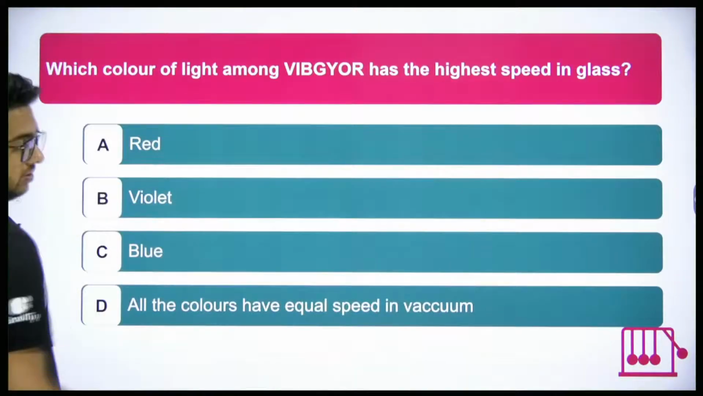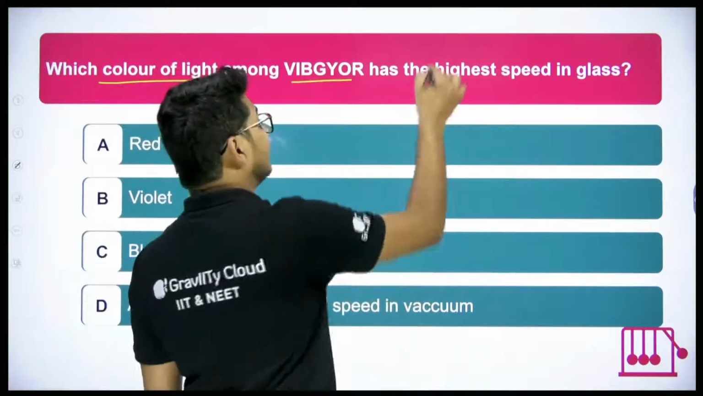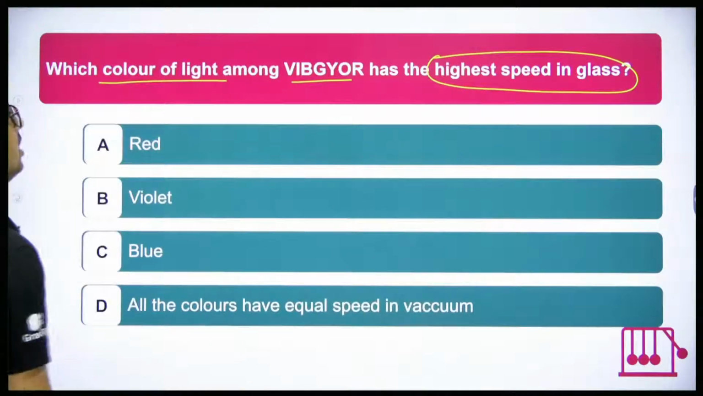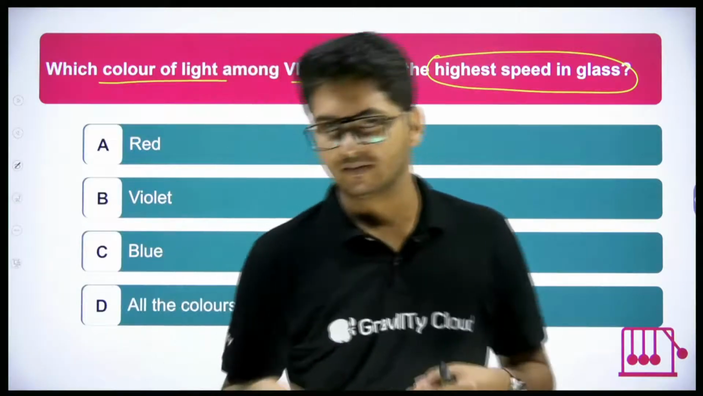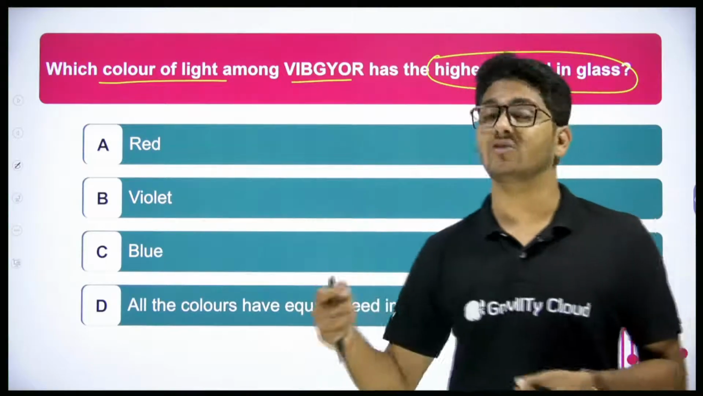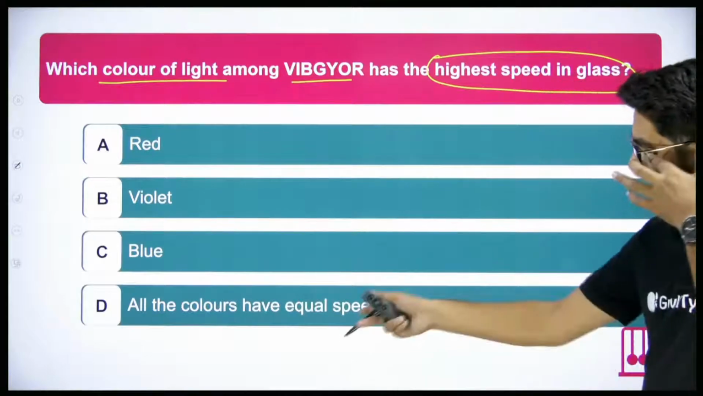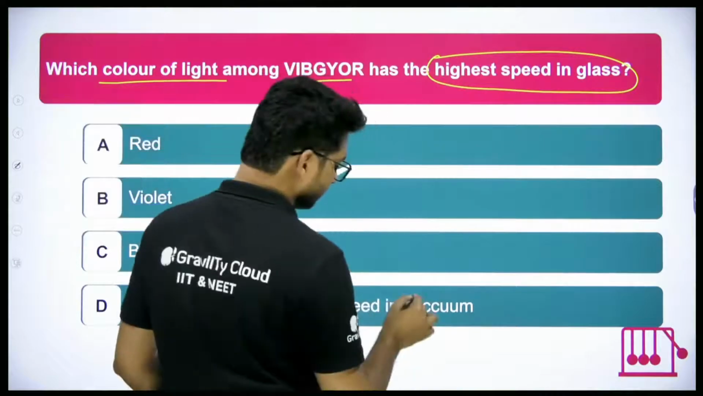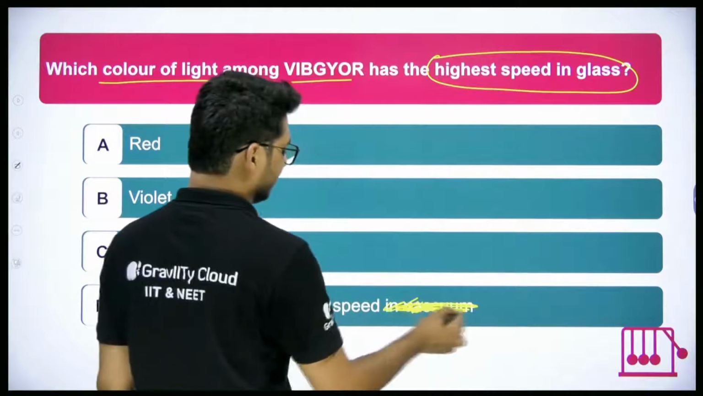Another interesting question. Which color of light among VIBGYOR has the highest speed in glass? Now we got the relation with refractive index. Using refractive index, you should be able to tell which of them has the highest speed. So please tell everyone: red, violet, blue, or all the colors have equal speed. Let's say not in vacuum. I'll just say all the colors have equal speed.